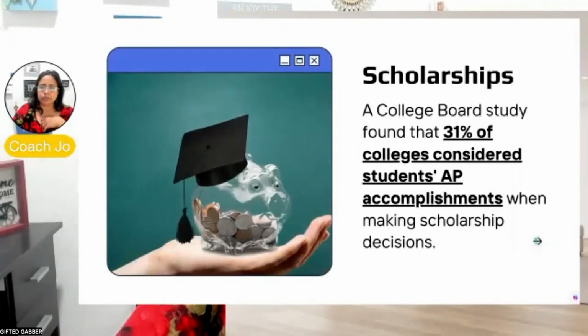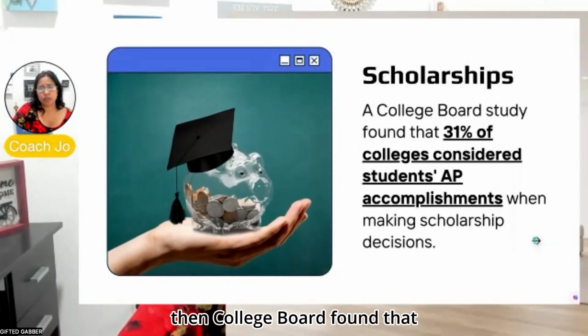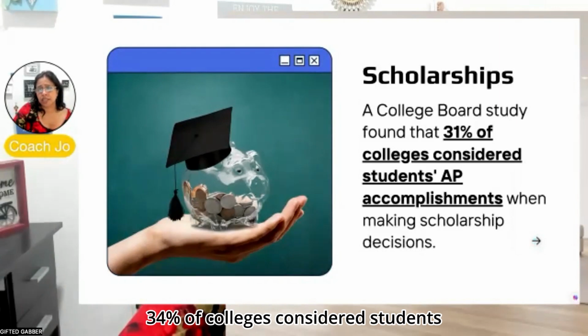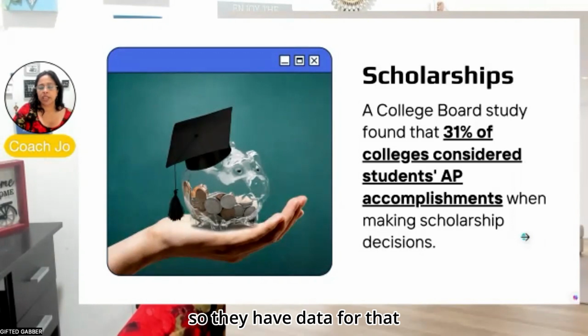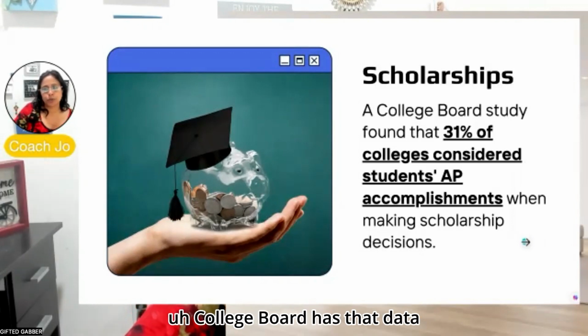Okay. And then College Board found that 31% of colleges considered students' AP accomplishment when it comes to scholarship decisions. Okay, so they have data for that. College Board has that data.